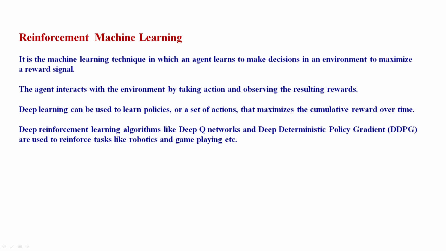It is a machine learning technique in which an agent learns to make decisions. Remember this. In an environment, to maximize the reward signal, you have an agent. Like when you play games, somebody is playing for you in the game, and you are playing with the joysticks. So, that is like an agent playing something, making decisions in an environment to maximize the reward signal. Reward signal means you want to win the game.